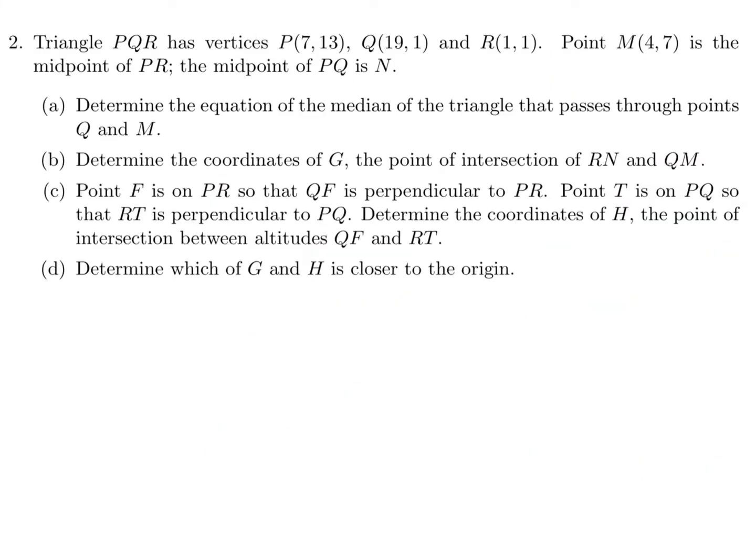Triangle PQR has vertices P(7, 13), Q(19, 1), and R(1, 1). If M(4, 7) is the midpoint of PR, and the midpoint of PQ is N, determine the equation of the median of the triangle that passes through points Q and M. All right.